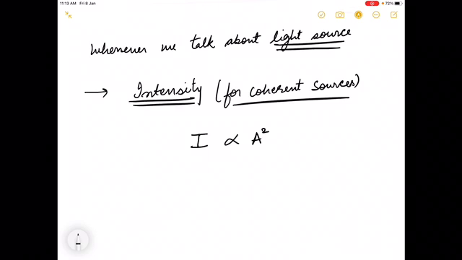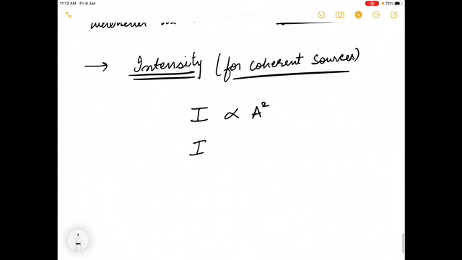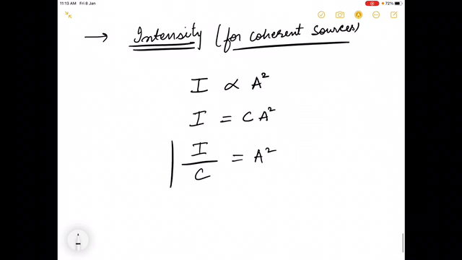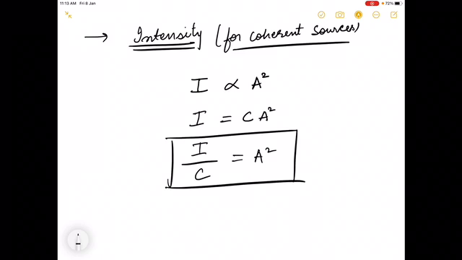So intensity of light is directly dependent upon the square of the amplitude of the light, right? Or I can simply write intensity equals some constant C times A square. Or I can simply say I upon C is equal to A square. Very important, you have to understand. So intensity depends upon the amplitude of the wave that we are using.